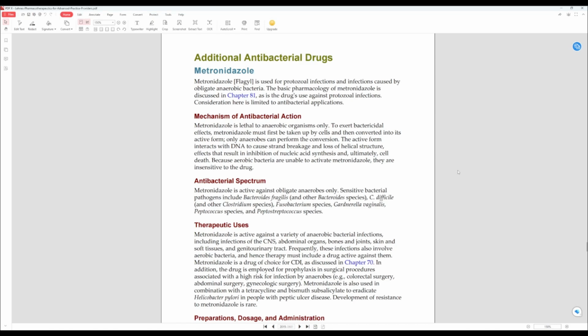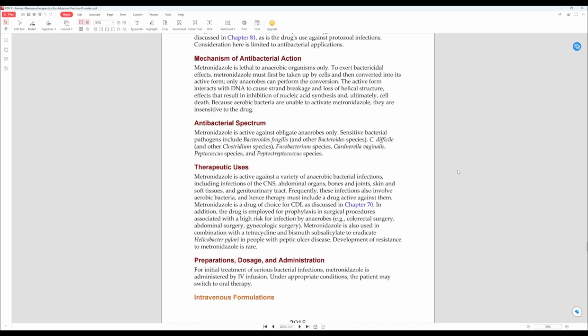So, its mechanism of antibacterial action. Flagyl is lethal to anaerobic organisms only. To exert bactericidal effects, Flagyl must first be taken up by cells and then converted into its active form. Only anaerobes can perform this conversion. The active form interacts with DNA to cause strand breakage and loss of helical structure, effects that result in the inhibition of nucleic acid synthesis and ultimately cell death. Because aerobic bacteria are unable to activate Flagyl, they are insensitive to the drug.